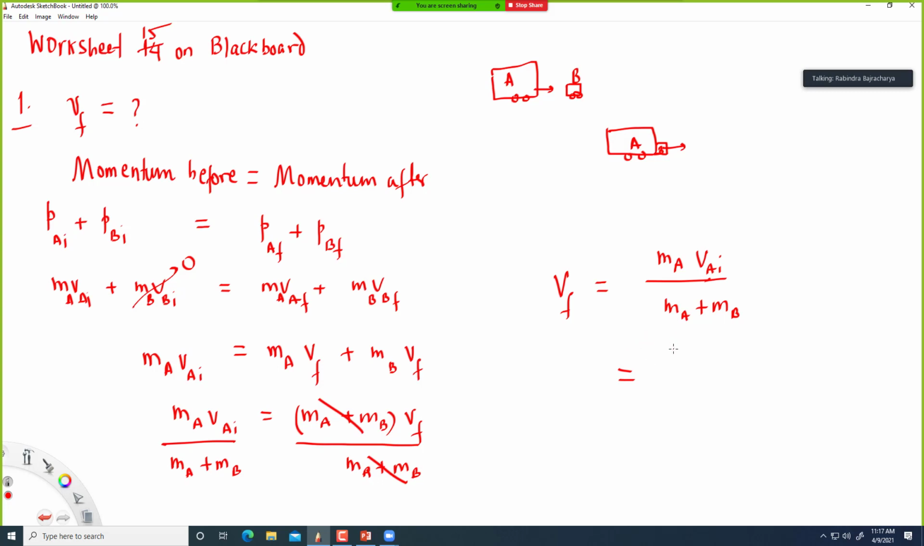Mass of A is 3470 kilogram. Velocity of A initial is 11.0 meters per second. Mass of A 3470, mass of B 975 kilogram, and then you do the math. That'll give you 8.59 meters per second.